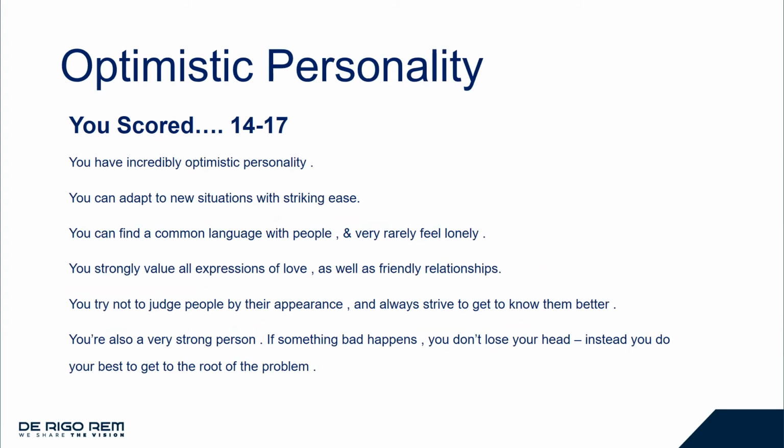If your score is between 14 to 17, you have an optimistic personality. You have an incredibly optimistic personality. You can adapt to new situations with ease. You can find a common language with people and very rarely feel lonely. You strongly value all expressions of love as well as friendly relationships. You try not to judge people by their appearance and always strive to get to know them better.